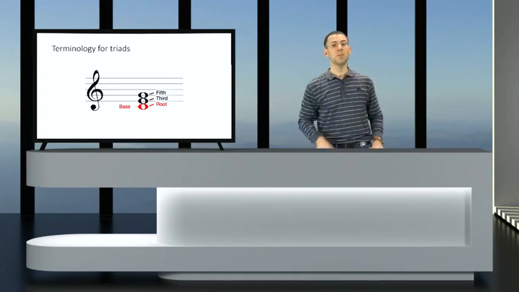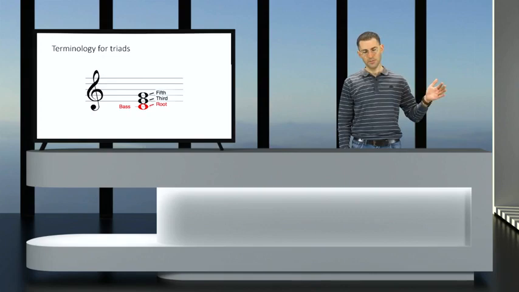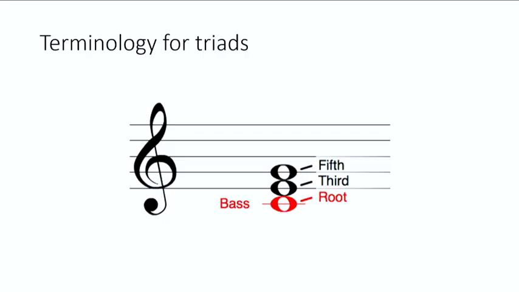So the bottom note is called root, the second note is called third, and the top note is called the fifth. But you'll also see in red on the left-hand side of the note that we are calling the bottom note the bass note. You'll see in lessons to come that the bass note is not always the root. But for the moment, the bass note is the bottom note of a triad.